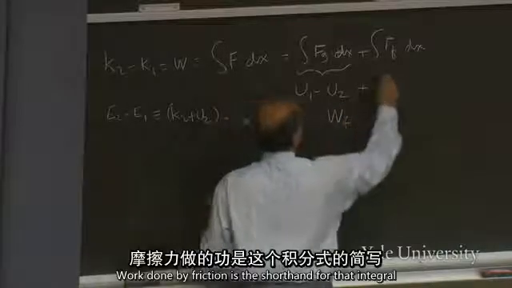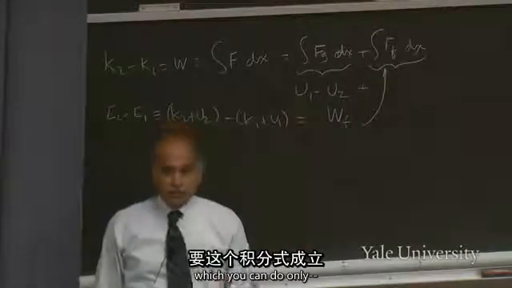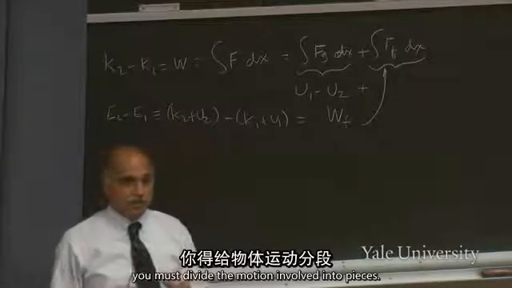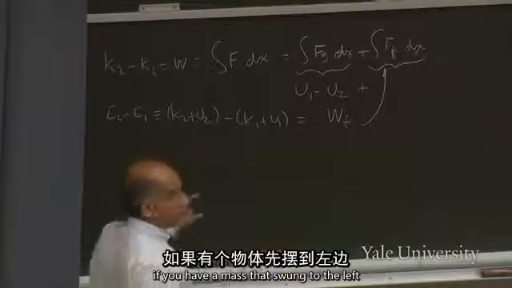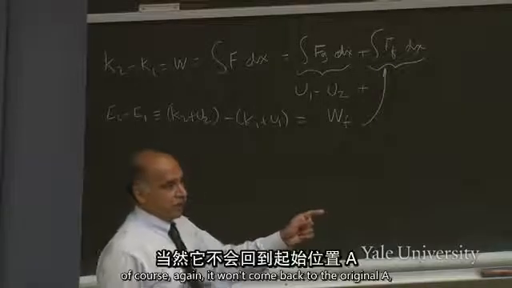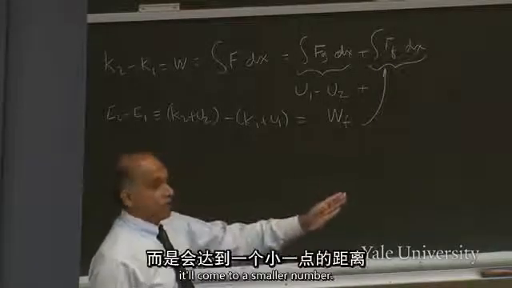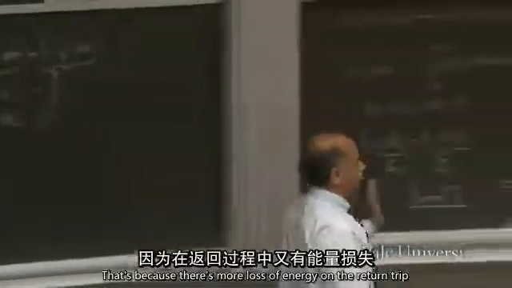Work done by friction is a shorthand for that integral, which you can do only if you divide the motion involved into pieces. For example, if you have a mass that swung to the left, then turns around and goes back to the right, of course, again, it won't come back to the original A, it'll come to a smaller number. That's because there's more loss of energy on the return trip.